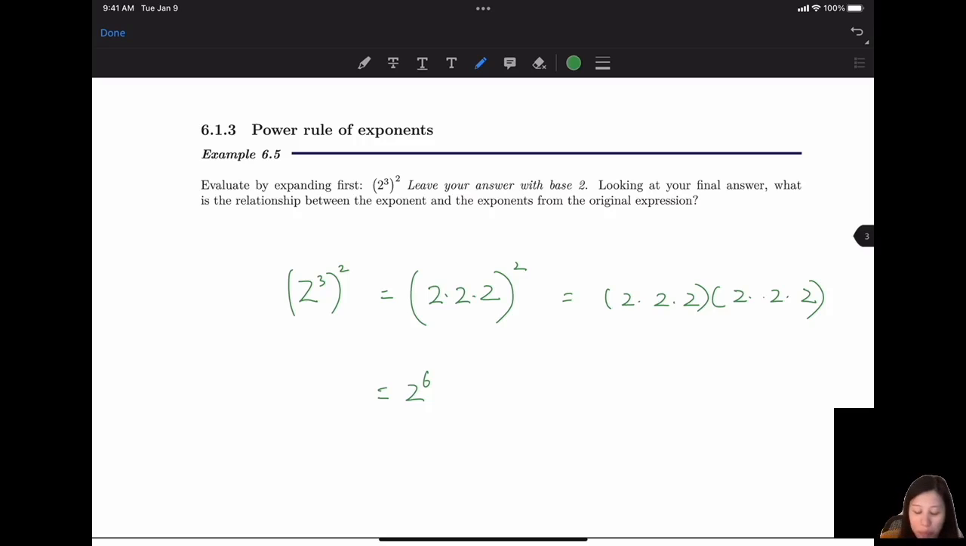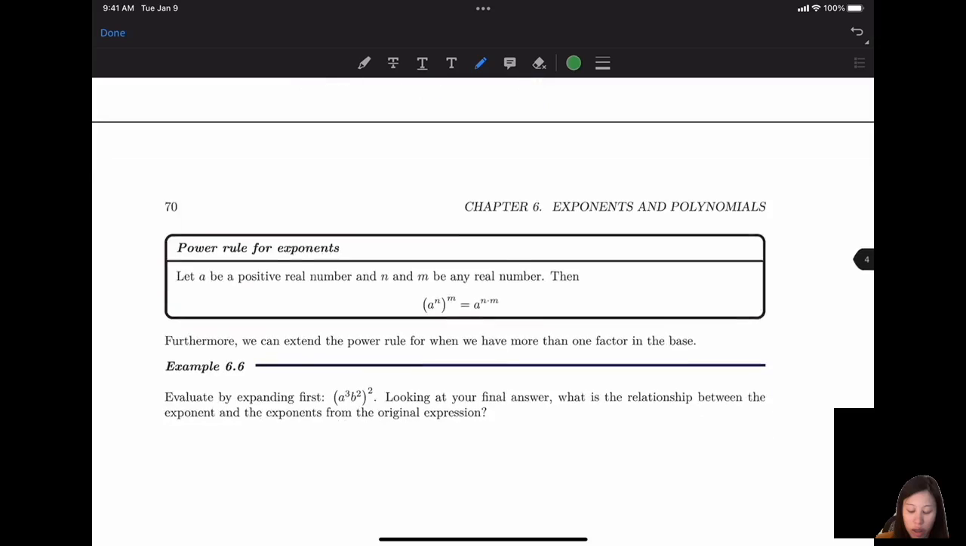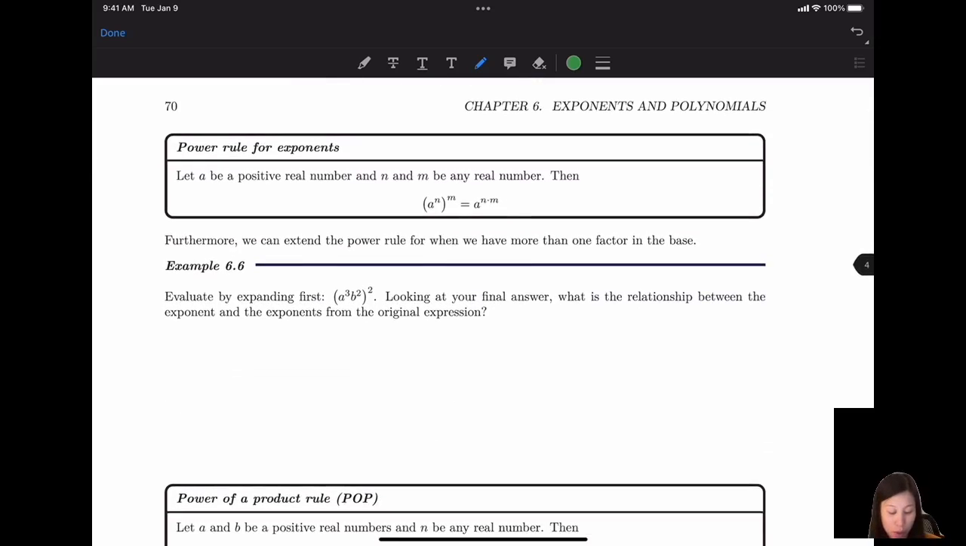That means if it's the power rule, the exponents multiply. So let a be any positive number and m and n be any real numbers. Then a to the n to the m power equals a to the n times m power. Okay, so let's take a look at this one. a to the cube times b squared, and then square them. And what is that going to be?